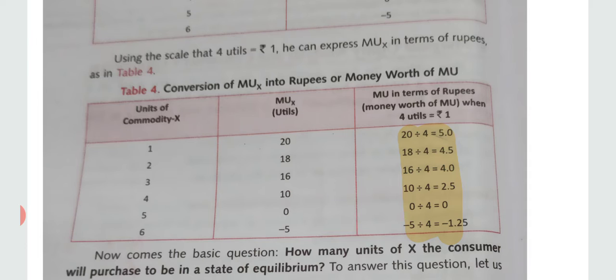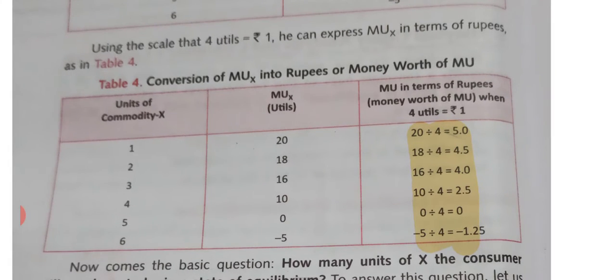We will convert that into the marginal utility of money. How will we convert that? 20 is divided by 4 because the price of the commodity is 4. So how much satisfaction are you getting? 5. What does it mean? Here you are spending 4 rupees to purchase a commodity, but how much satisfaction level are you getting? 5 rupees. Means you are spending 4 rupees, but the level of satisfaction you get from the commodity is equal to 5 rupees. Means here you are getting 1 rupee of extra satisfaction.